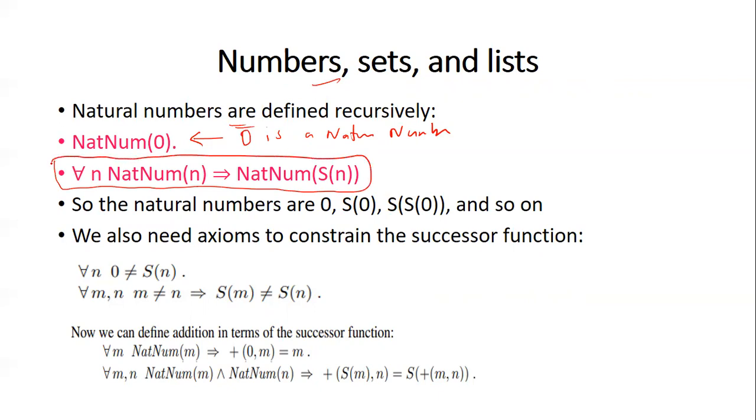This is actually a recursive statement. For all n, natural number of n implies natural number of s of n. This s of n represents the successor of n. Now for all n, you apply 0 to this. So when you apply 0, natural number of 0 implies what? Natural number of s of n.